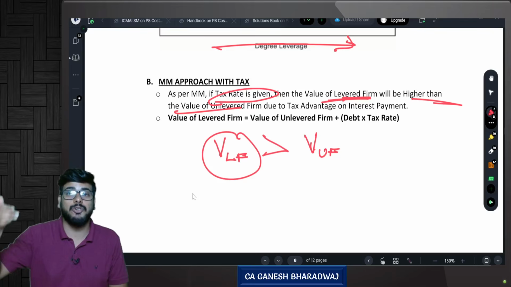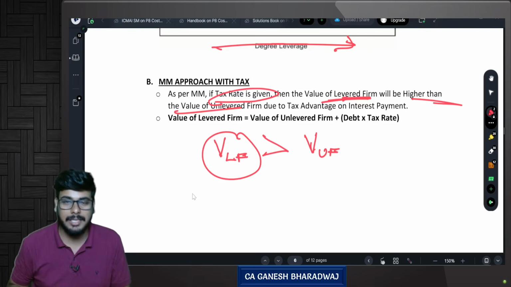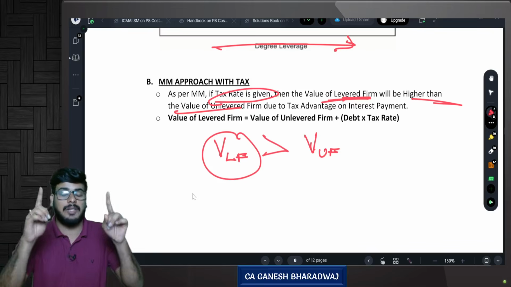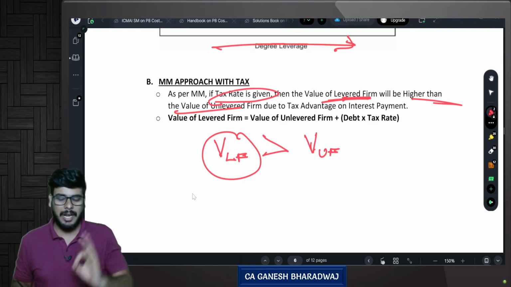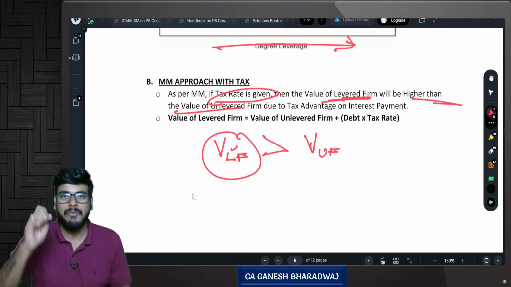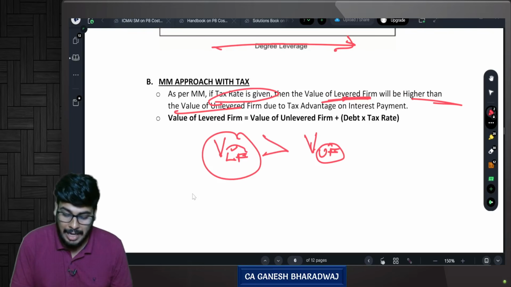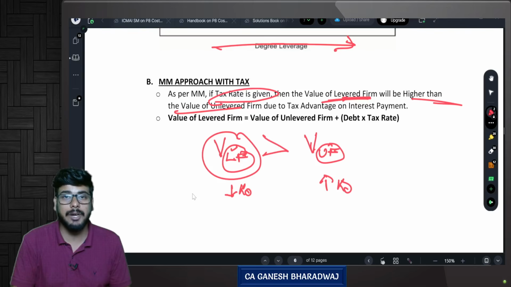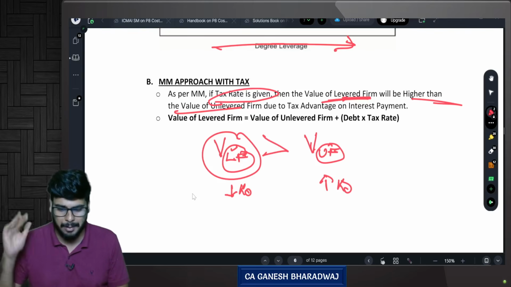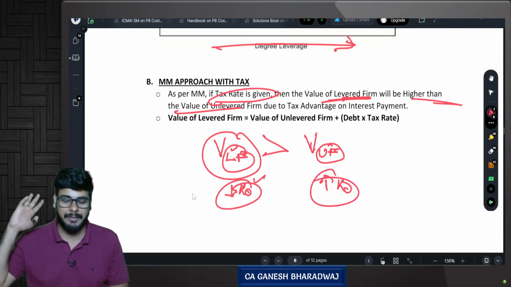So this approach with tax says that after a few years when tax got introduced, they started saying: look, solely because of tax, not because of any other risk parameters, the value of a levered firm will always be greater than the value of an unlevered firm. Why? Because a levered firm will have a lesser cost of capital compared to an unlevered firm. Unlevered means all equity. Levered means it has some debt in its capital structure. So why is this happening? Lesser KO. Why lesser KO here? Because of tax savings. Are you clear with this?